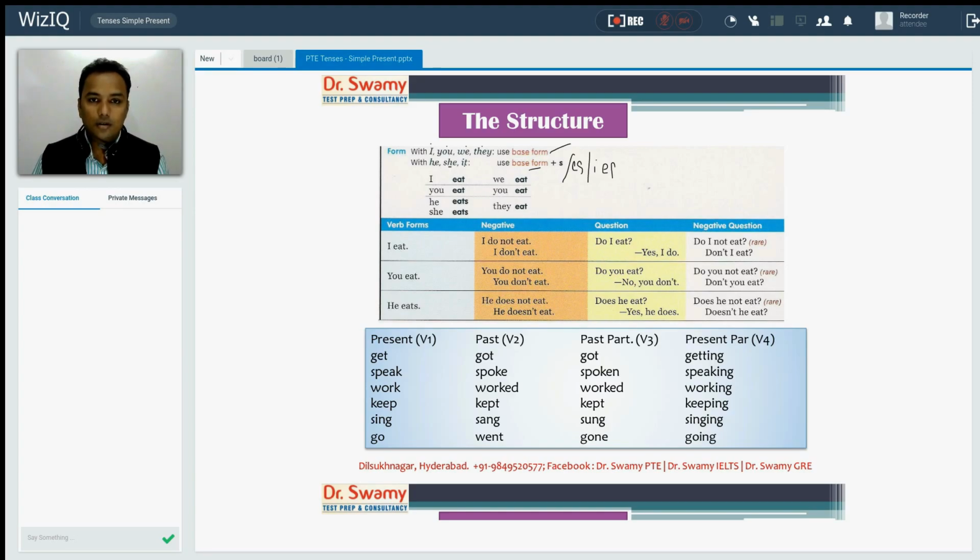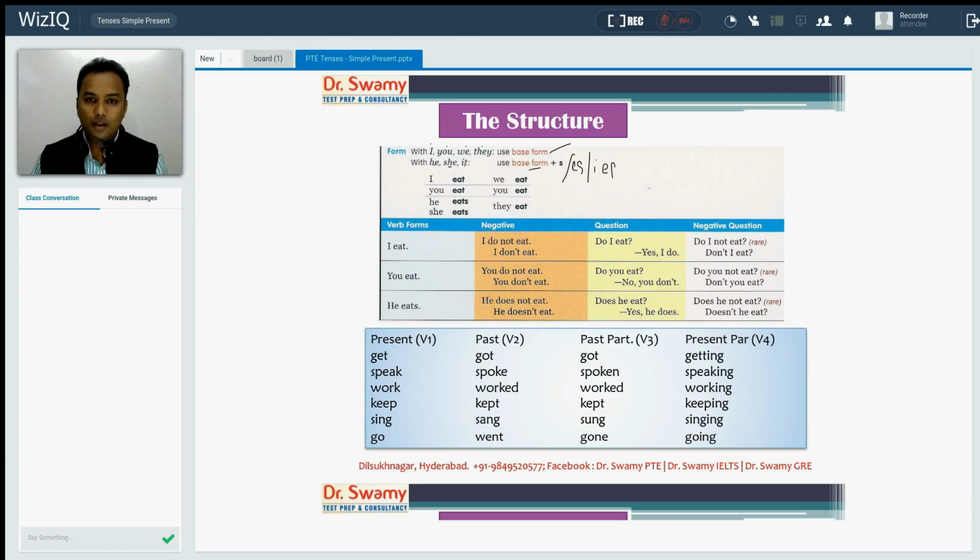So therefore, this is I eat, we eat, you eat, and then in plural also you eat, and then they eat. But when it comes to he, she, and it, you need to add s to the verb. Then it becomes he eats, she eats, and it eats. It is not given there, but then third person singular, it is.